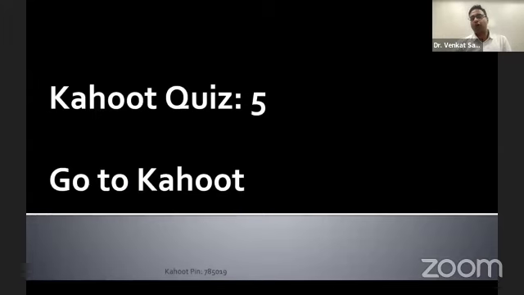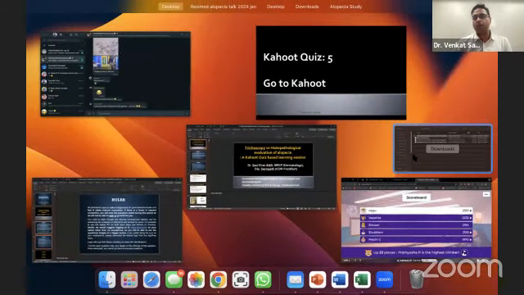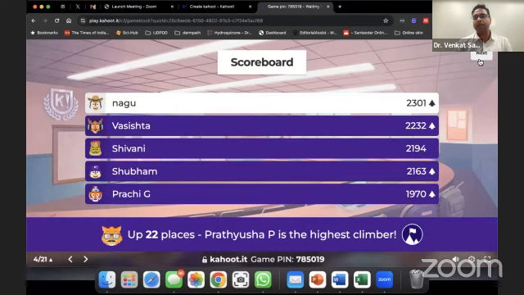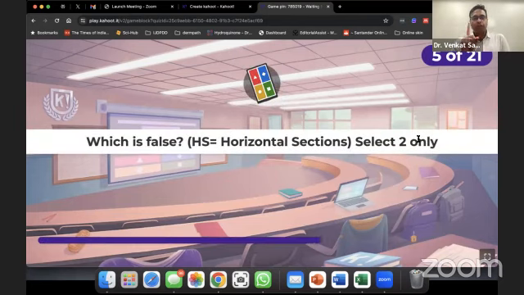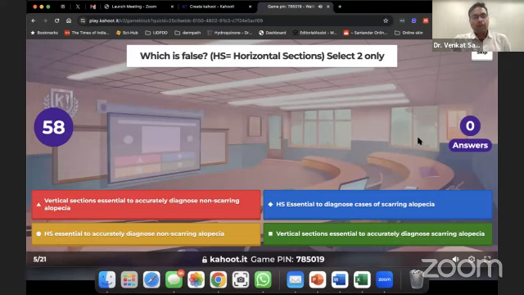So anyway, this brings us on to Kahoot quiz number 5. I've probably already given you part of the answer for this quiz, but never mind. So multi-select, which is false? Select 2 only, okay? Select 2 only. Vertical sections are essential to accurately diagnose non-scarring alopecia. Horizontal sections are essential to diagnose cases of scarring alopecia. Horizontal sections are essential to accurately diagnose non-scarring alopecia. Vertical sections are essential to accurately diagnose scarring alopecia. You've got another 40 seconds left. If you think about an answer, select 2 only. Close it, because the answer is wrong unless you select 2: there are 2 correct and 2 wrong answers.